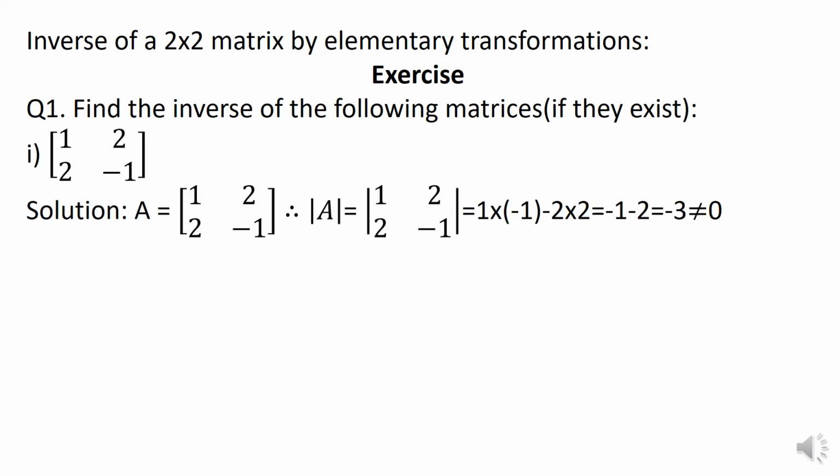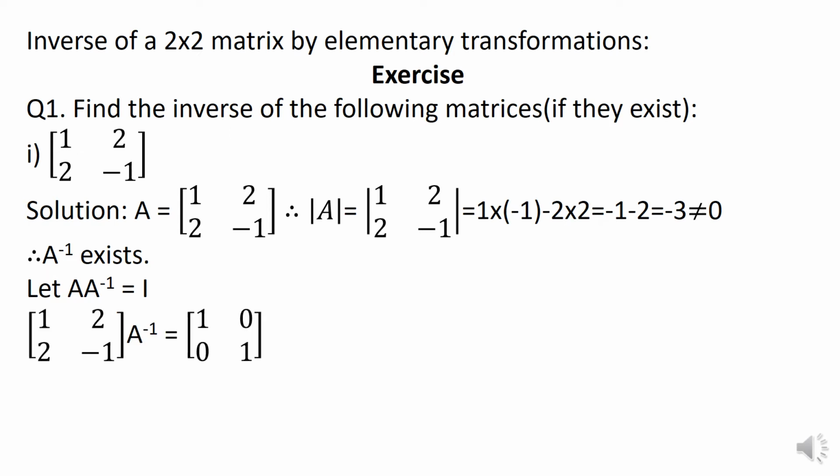Suppose A is the given matrix. First we find the determinant of A. We find that the answer for the determinant comes out as -3, which is not equal to 0. Thus we write A inverse exists. Now we write let A into A inverse is equal to I, so that we can convert A into I by row transformation. Similarly, I will also be transformed here. Thus, in A, the rows are 1, 2, 2 and -1. On the RHS, I is a corresponding unit matrix.